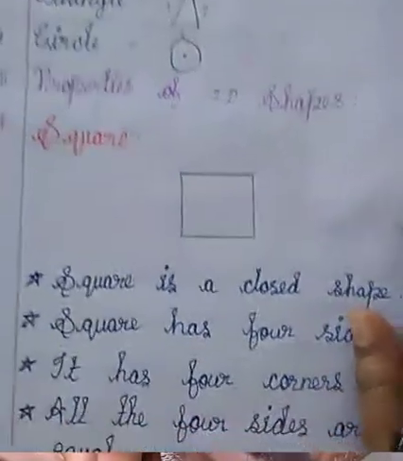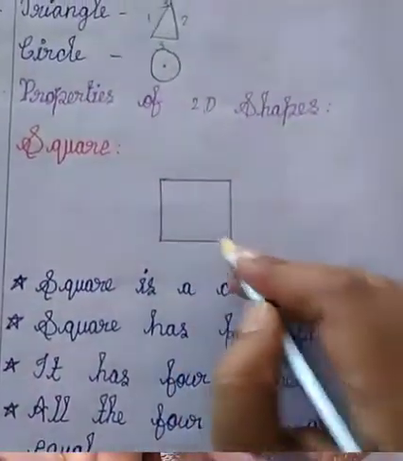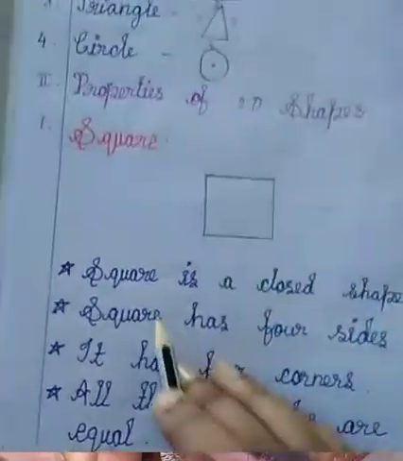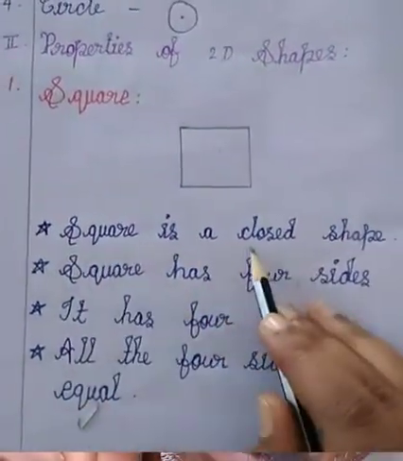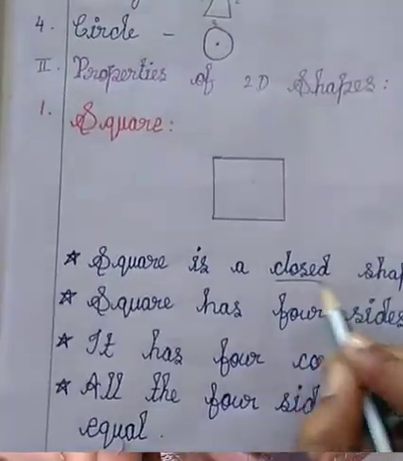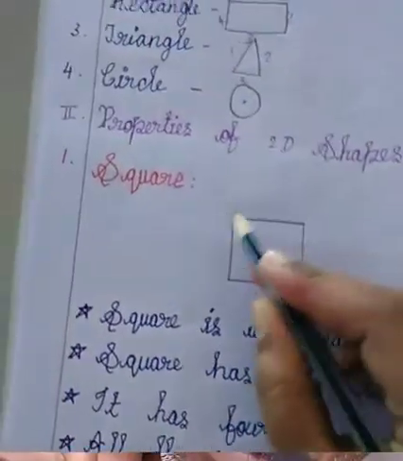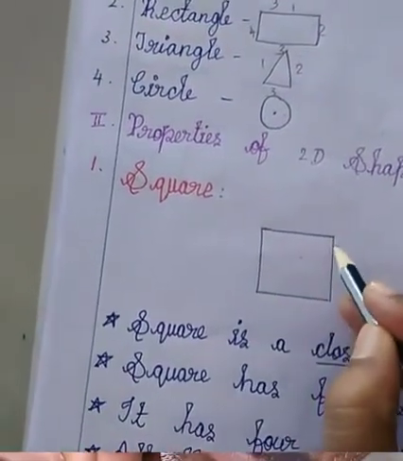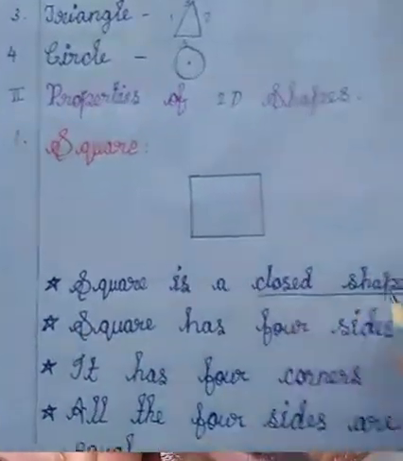See the first one, square. I already told you, square means the four sides are equal. See the first point: square is a closed shape. Closed shape means, see the square, there is no open space. All the sides are joined. There is no open space. So square is a closed shape.